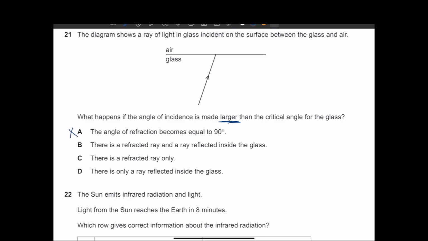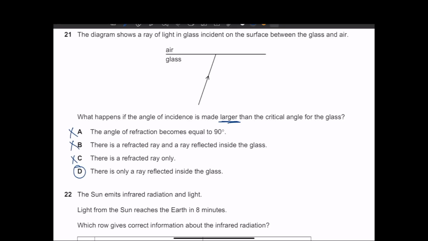There is a refracted ray and a ray reflected inside the glass. Yes, this is it, if it was less, like the previous question. There is a refracted ray only. No, there is no refracted ray at all. There is only a ray reflected inside the glass, and this is what we said. If it was larger, total internal reflection could happen. So the answer, depending on that, is going to be D.